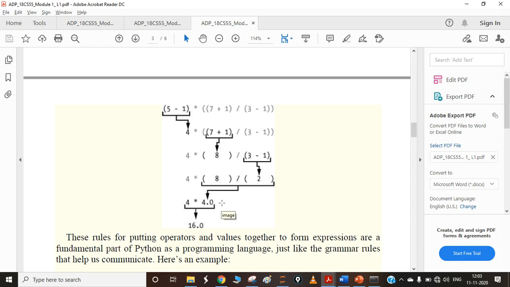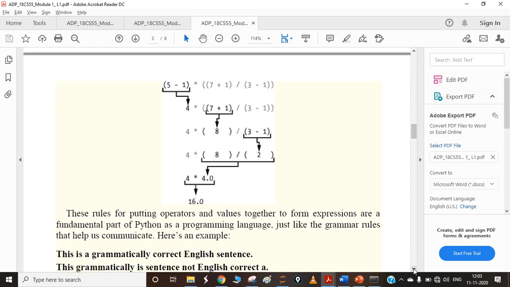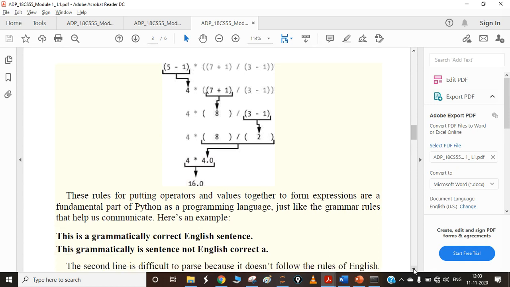And by default, whatever result we get from a division operation will be in the form of float. That thing you have to remember. By default, Python will give output in float only. Again 4 plus 4. So finally we have got output as 60. This is how the Python interpreter is going to evaluate expressions.